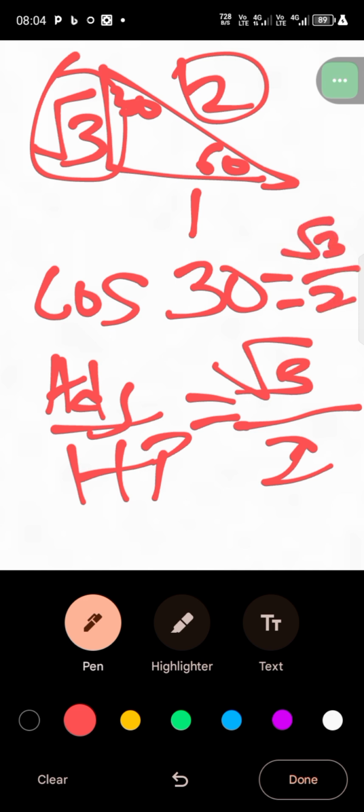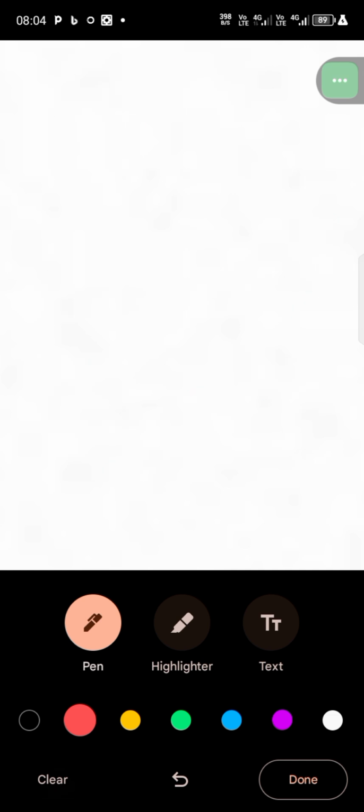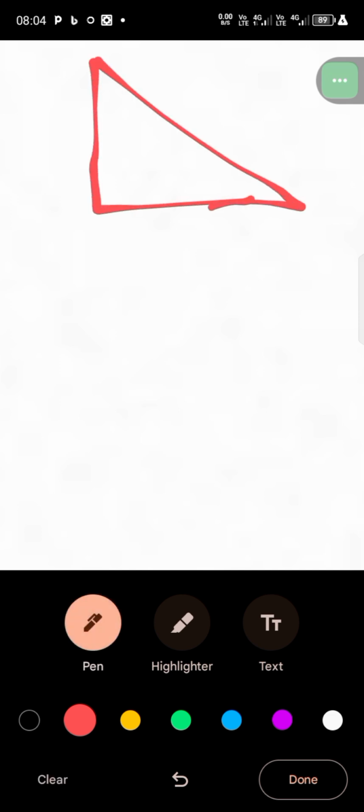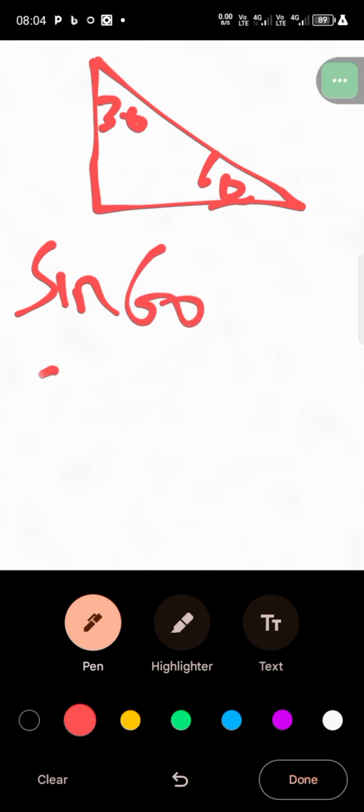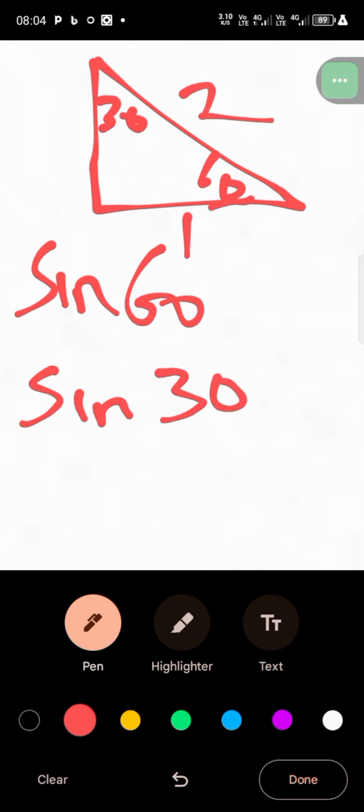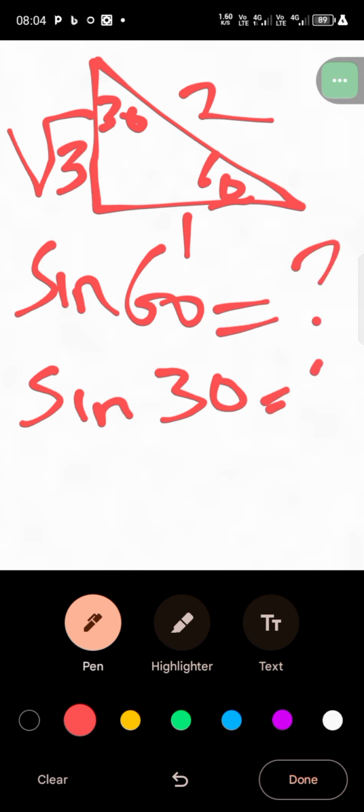Great. Now let's erase this. Using the same diagram, if you are to look for sine 60 and sine 30, using the same figure, 2, 1, root 3, find the value of sine 60 and sine 30.